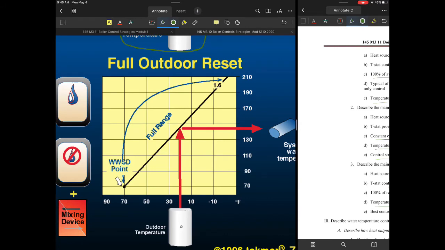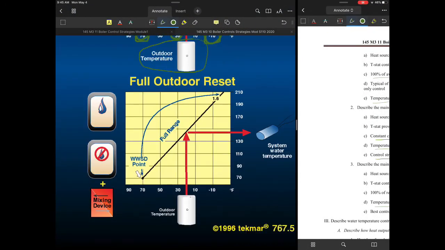Well, let's take a look at what full outdoor reset might look like. In a full outdoor reset, what I want to point out to you is everything stays the same. You have to have some measuring tool or sensor that's going to look at supply water temperature going out. You have to have some sort of an input. Maybe it's outside air temp is what we would have.